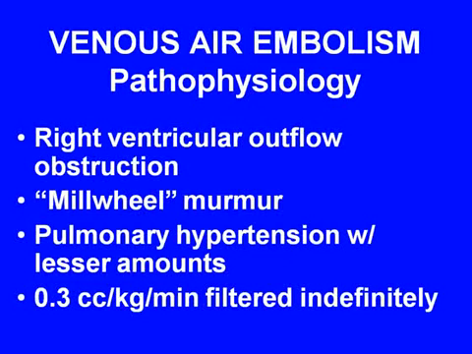For lesser amounts of venous air, one typically sees pulmonary hypertension, and it's been shown by Butler and colleagues many years ago that about 0.3 cc's per kilo per minute can be filtered indefinitely by the lungs.